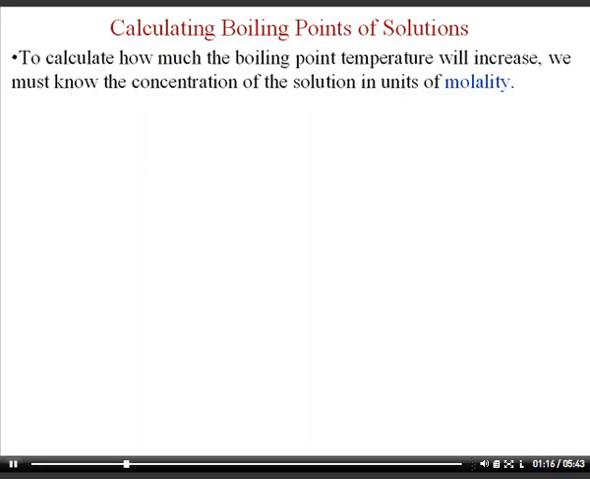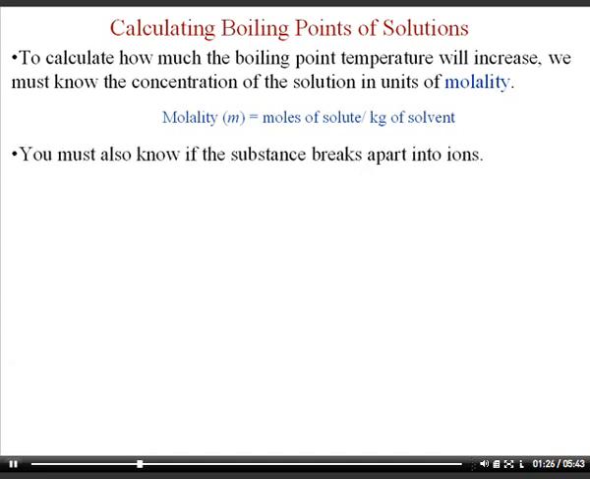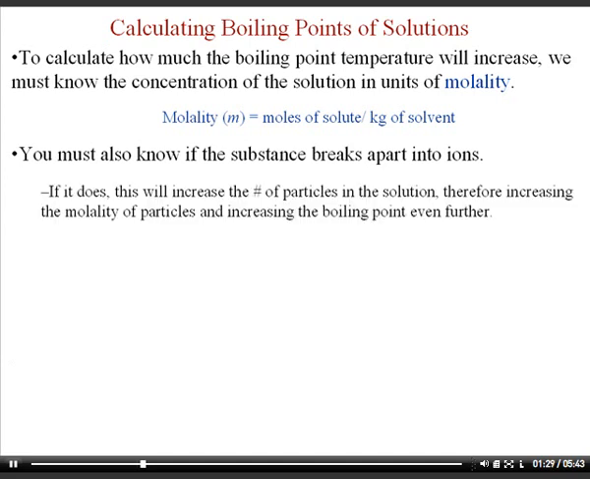And then if you wanted to calculate the boiling points of a solution, you have to calculate something called molality, which is the number of moles of the solute divided by the kilograms of the solvent. And you also have to know if the substance breaks apart into ions. If it's an ionic compound, the number of ions in the solution will affect the boiling point. So if you had something like sugar, which is a molecule, it just stays as one sugar particle when it dissolves. But a substance like table salt has one sodium ion and one chloride ion, so it would affect the boiling point more than if it were to stay together as a sodium chloride particle.